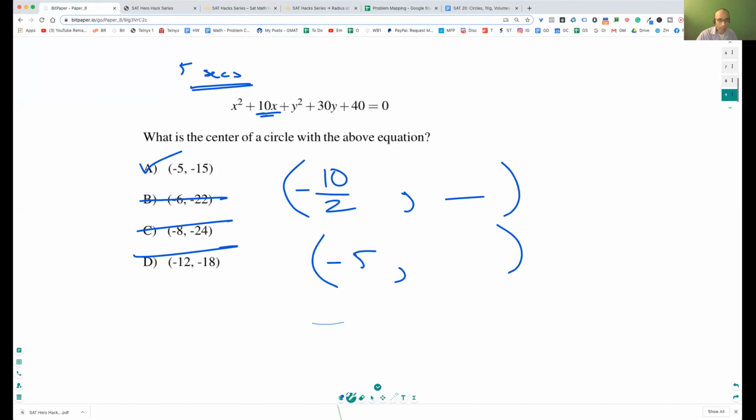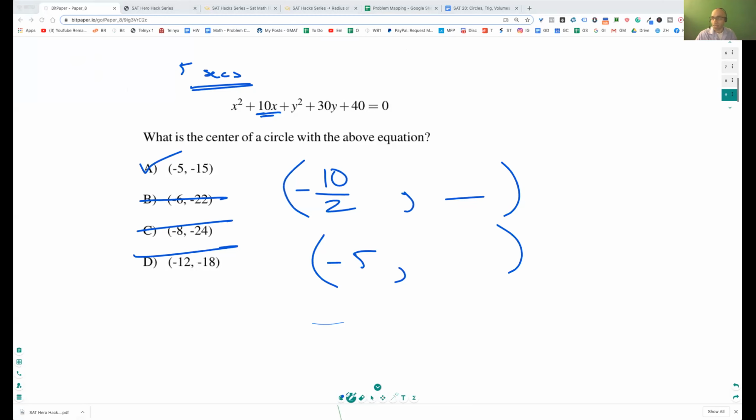So let's look at the next problem. Now, let me tell you this, guys. Just doing the hack series is not going to improve your score as much as if you actually solve the whole test, right? You need to solve the whole test. You need to solve the whole test, right?